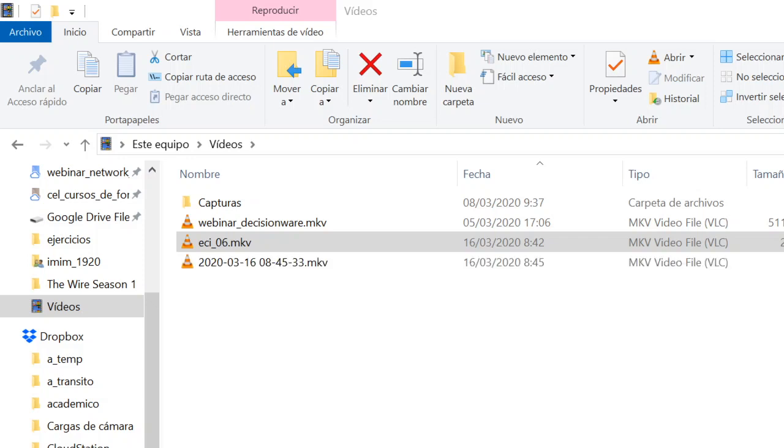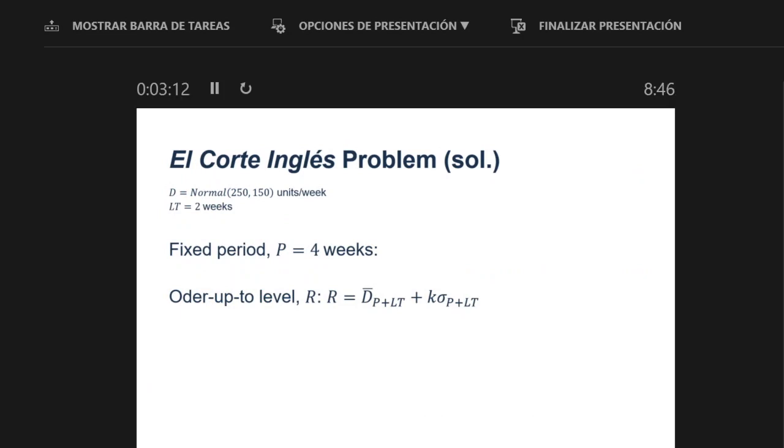Secondly, we need to calculate the order up to level once we know the fixed period, which is 4 weeks. And this is the average demand during those 4 weeks, the fixed period, plus 2 weeks of our lead time, and K times the standard deviation during those 2 plus 4 weeks. And then we need to set the very same value for K.